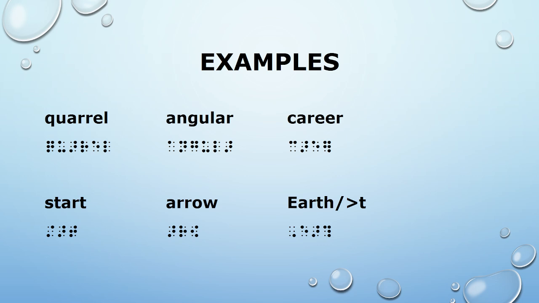And lastly, here we have the word earth. So that's spelled as EARTH. AR can be contracted as well as TH. If you remember, the contraction for TH are dots 1, 4, 5, and 6.